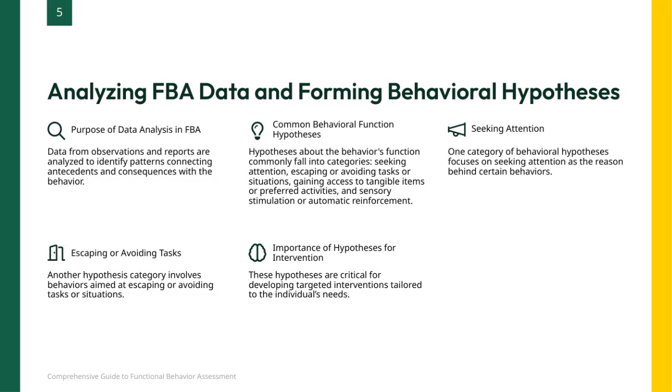When analyzing data from a functional behavior assessment, the goal is to look closely at the patterns that emerge between what happens right before behavior and what follows it. This helps us understand the reasons behind the behavior. Commonly, we develop hypotheses about the function of the behavior, which often fall into four categories. These include behaviors aimed at getting attention from others, escaping or avoiding certain tasks or situations, obtaining tangible items or preferred activities, and behaviors maintained by sensory stimulation or automatic reinforcement.